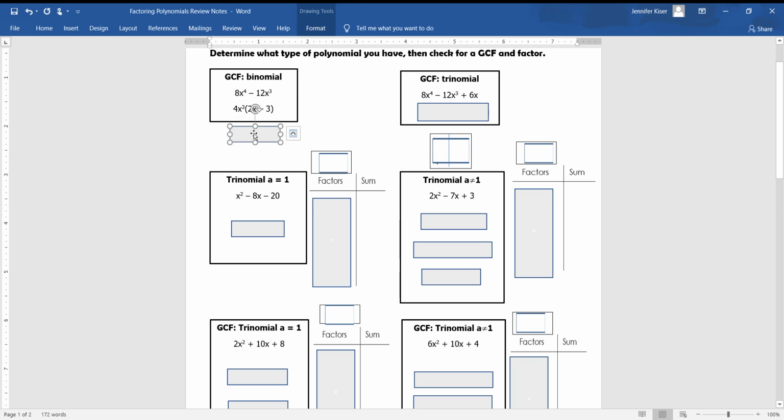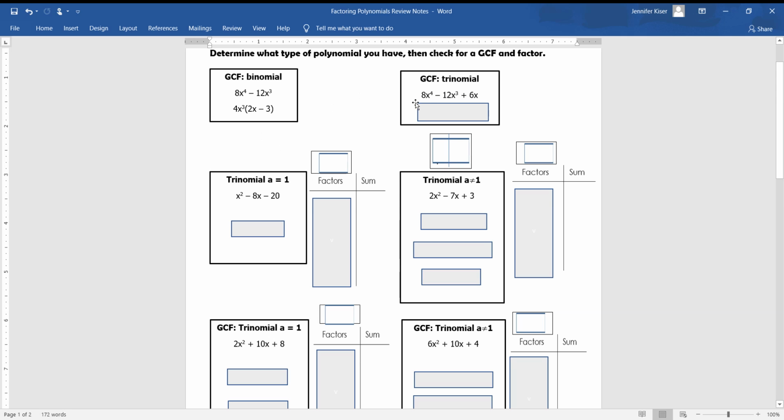And then after that, you can always check to make sure there's nothing else you can do with what's inside your parentheses there. And you just have the 2x minus 3. So it's not a difference of squares there, and there's nothing else you can factor out on the inside. So that's your final answer there then.